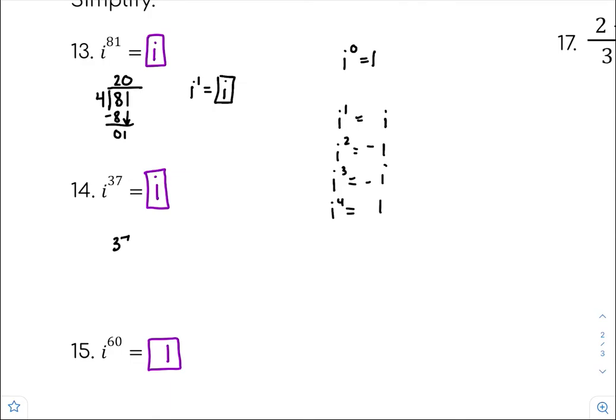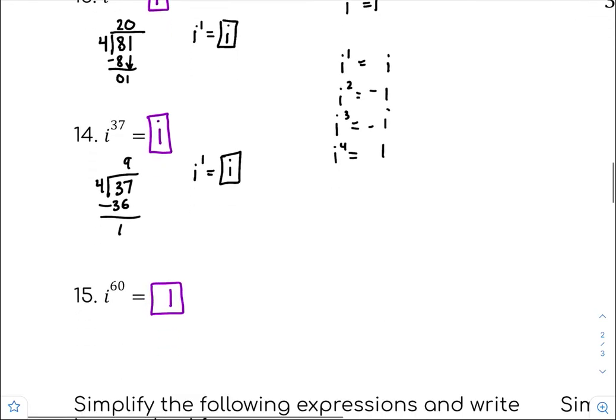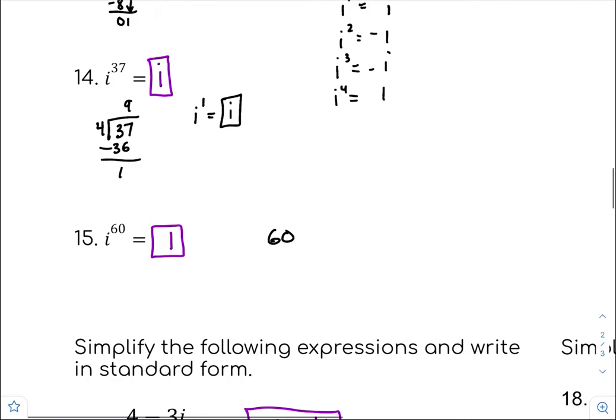Next, this one, 37 divided by 4. 4 goes into 37, the most it could go is 9 times. 4 times 9 is 36, subtract, you get 1. So i to the 37 is equal to i to the remainder, which is the first power. And then i to the first is just i. And then we have this one, 60 divided by 4. 4 goes into 6 once, subtract 2, drop the 0, 4 goes into 20 5 times, with a remainder of 0. So this is going to be i to the 0 power, and i to the 0 is just 1.